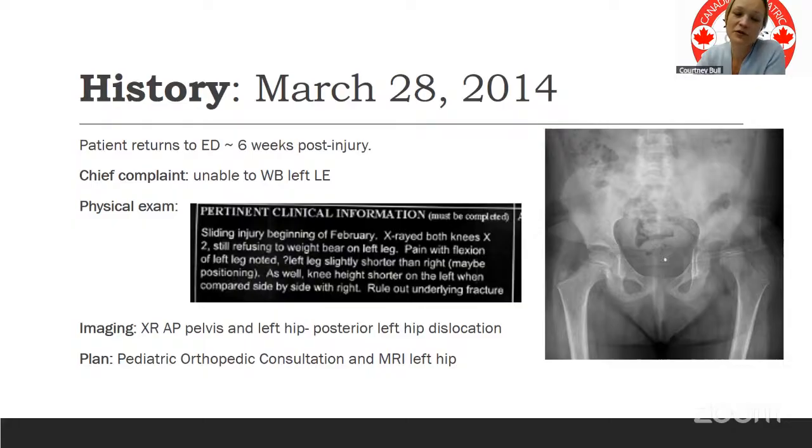She was unable to weight bear on the left lower extremity. She was seen by a nurse practitioner this time, who did a more thorough exam and found a leg length discrepancy and described a positive Galeazzi in her clinical note. She had an AP pelvis x-ray done, and a left posterior hip dislocation was found. Peds ortho was immediately consulted and an MRI of the left hip was arranged.